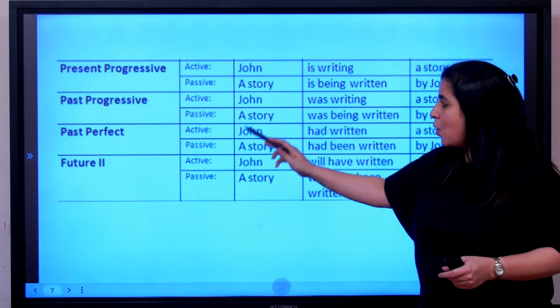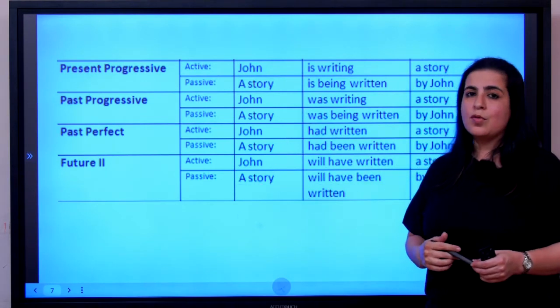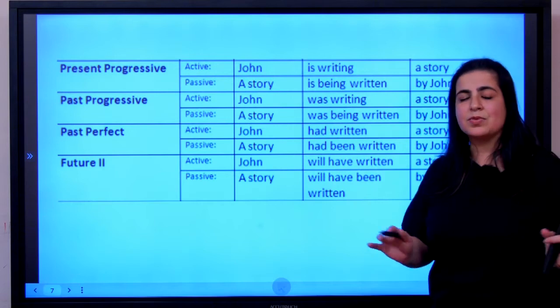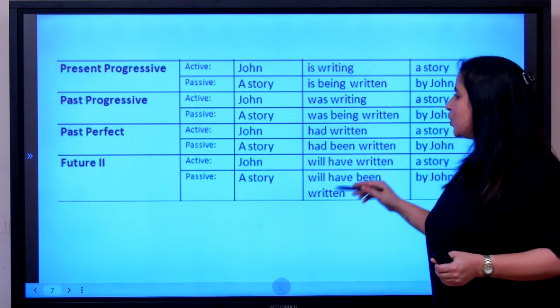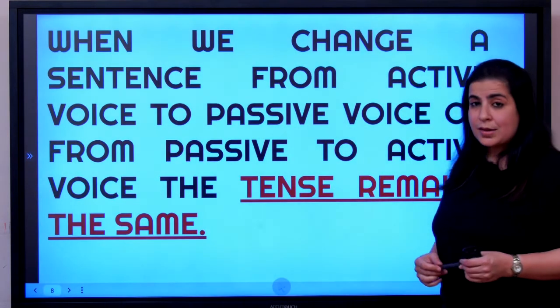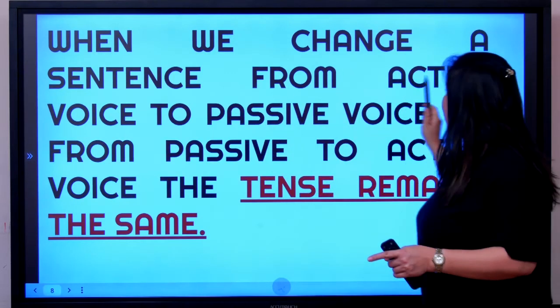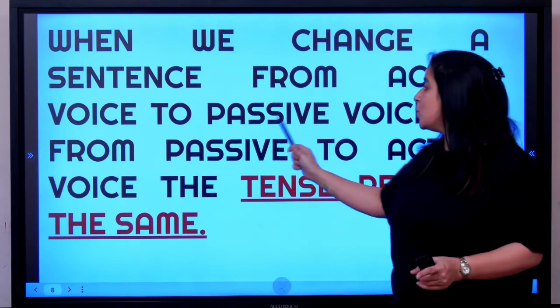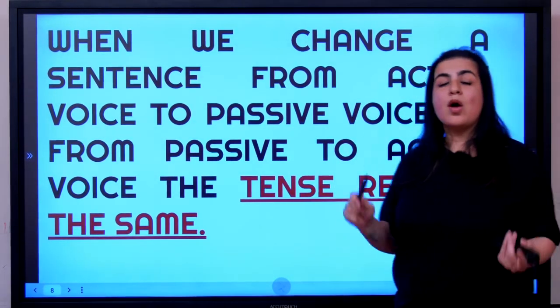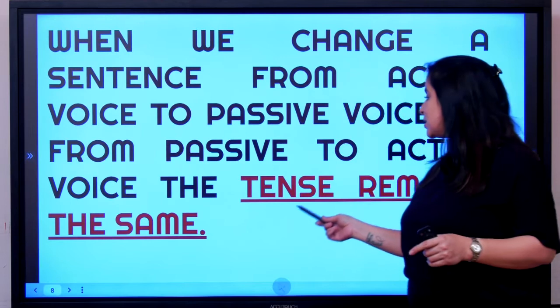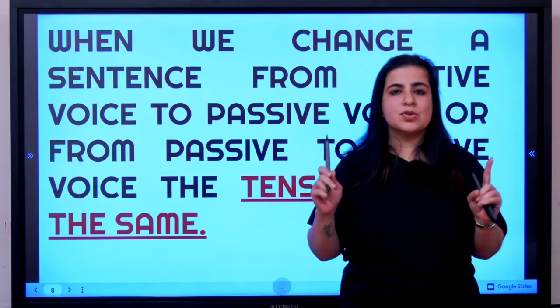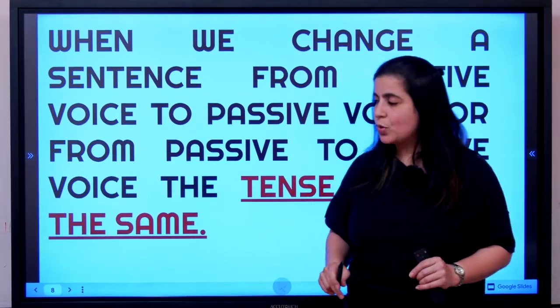So these are all the tenses of the sentence and how active and passive changes I have shown you here. When we change a sentence from active voice to passive voice or from passive voice to active voice, the tense remains the same. Okay?